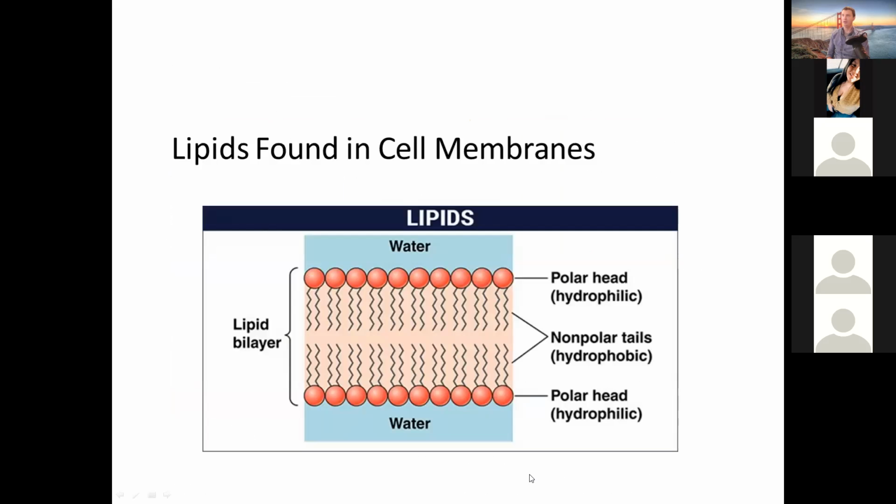Okay, so here's an example of lipid found in a cell membrane. We call this a lipid bilayer, and these are both polar and non-polar. You have polar heads, or hydrophilic heads, and you have non-polar tails, or hydrophobic tails. These create this structure where you have a non-polar interior and then a polar exterior that can interact with water.